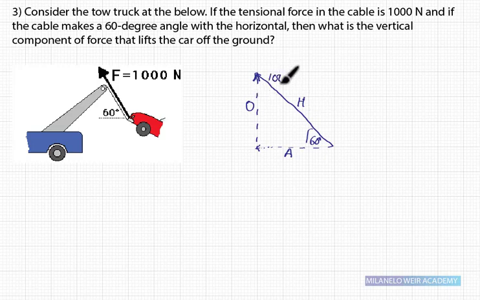This is 1000 Newton, F. This is the X-axis, the horizontal. So this is Fx, and this is Fy because this is the vertical. With the horizontal, what then is the vertical component of the force?